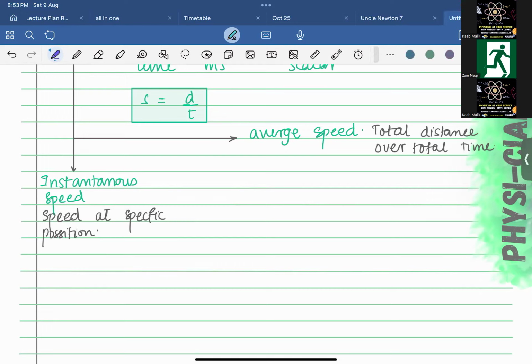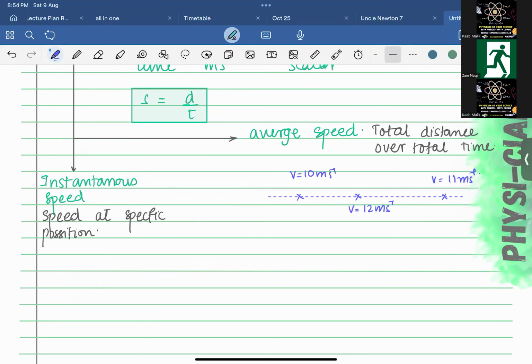Let's say the object is traveling from this point to that point, and in between the journey its speed changes. At this point its speed would be 10 m s^-1. At that point it would be, let's say, 12 m s^-1. At this point, let's say, 11 m s^-1. So these are the speeds, and these are the instantaneous speeds, right?